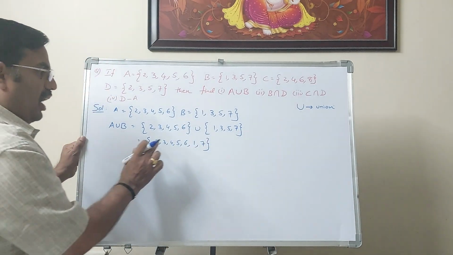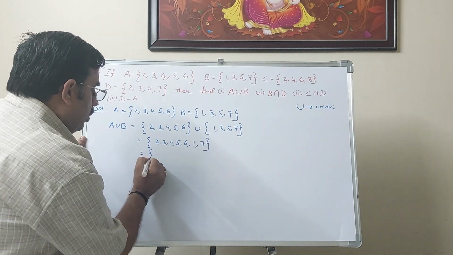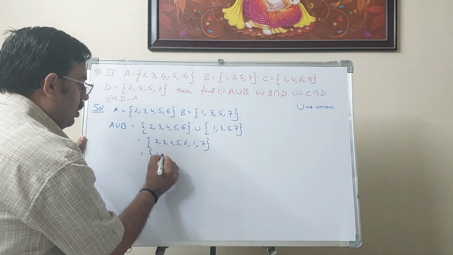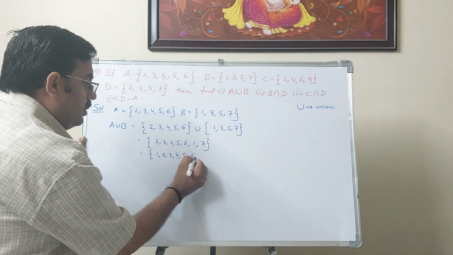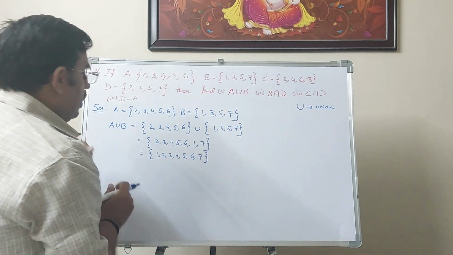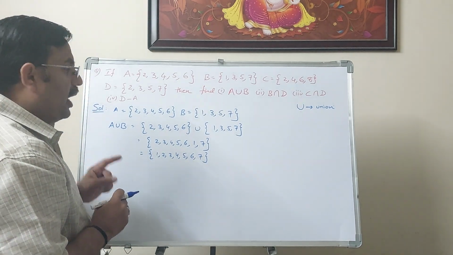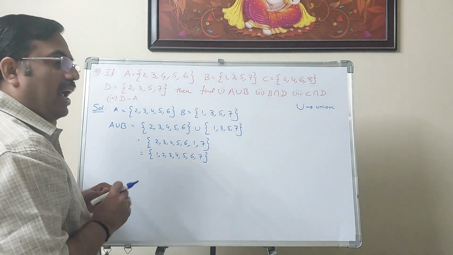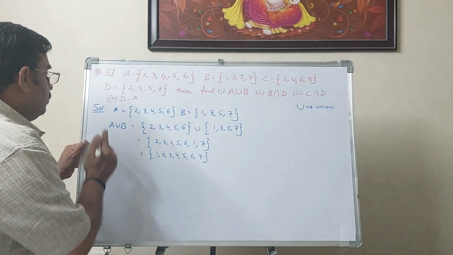In this way you can leave the answer, no problem, you get the marks, or you can write in sequential order: 1, 2, 3, 4, 5, 6, and 7. This is the answer for A union B. It is nothing but writing all the elements of both sets, and the element should not be repeated.